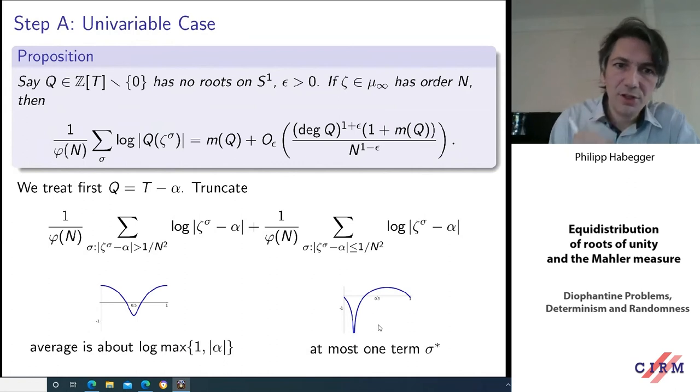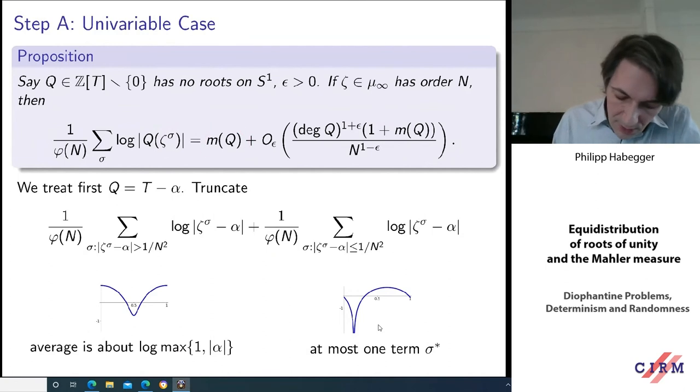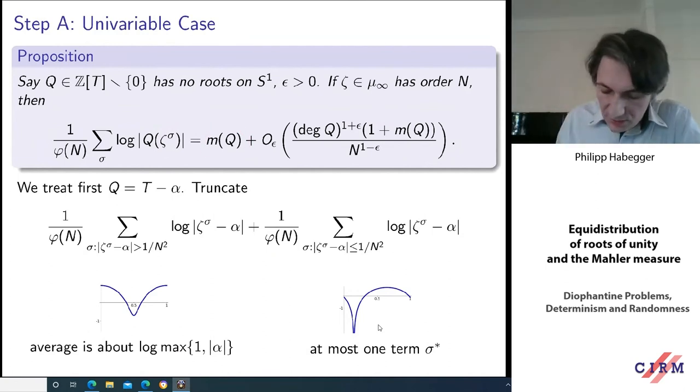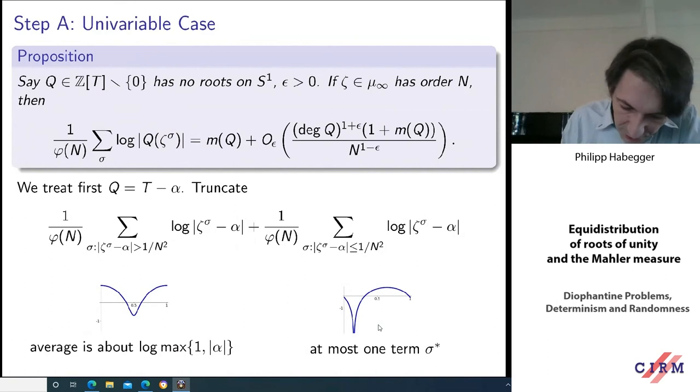So we take an average over a Galois orbit of roots of unity, plug it into our Q, and the proposition says that in the limit, this is the Mahler measure of Q. The point of this proposition is that we get an explicit error estimate here, which is explicit in all the data. Now, there is an important hypothesis here.